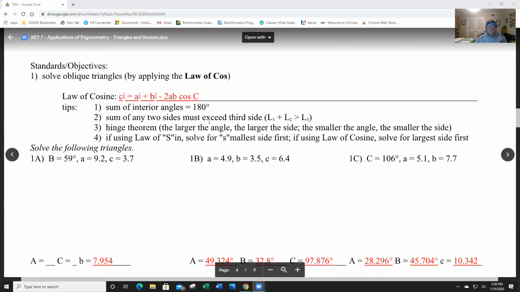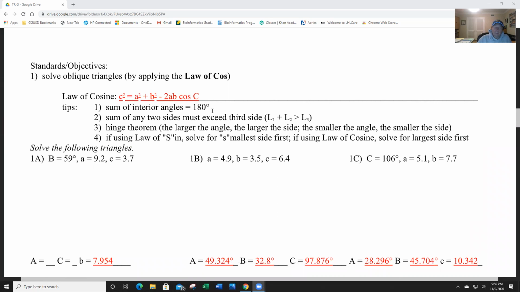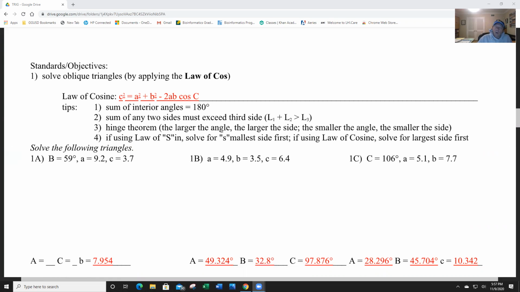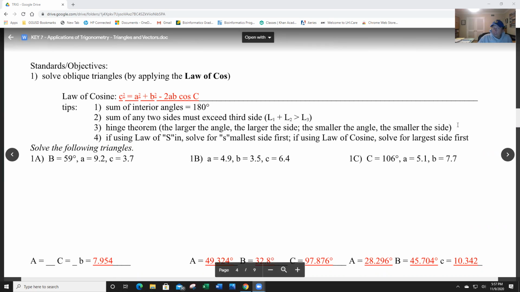Remember, we've used the interior angle sum as 180. We've talked about the sum of any two sides must exceed the third side. That's item 2. Item 3, the Hinge theorem. The larger the angle, the larger the side. The smaller the angle, the smaller the side. That's so you can identify which angles to solve for first or second.